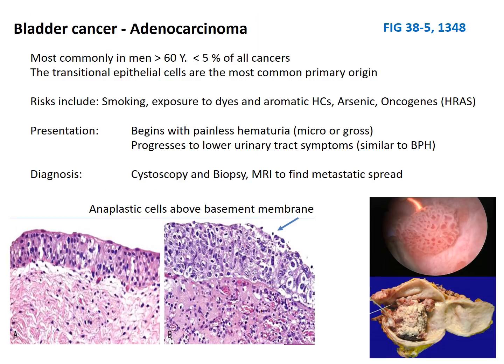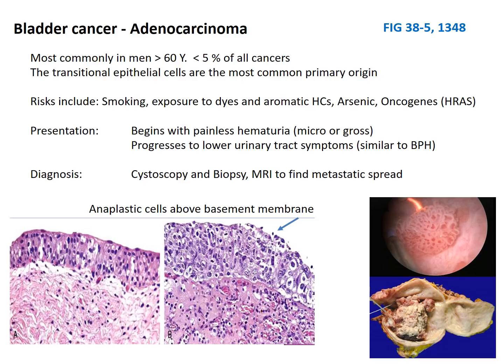Here is another cancer that can affect both men and women, but more commonly affects men, that can lead to post-obstructive renal disease, and that is adenocarcinoma of the bladder. So a glandular epithelial cancer of the bladder that can also lead to urine outflow obstruction. Again, more commonly in men over the age of 60, not very common, less than 5% of all cancers. The cell of origin are those transitional epithelial cells which line the internal lumen of the bladder.